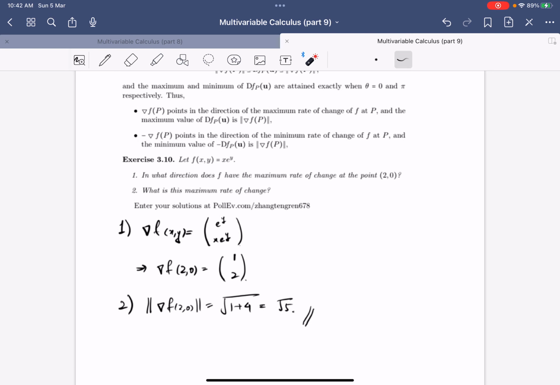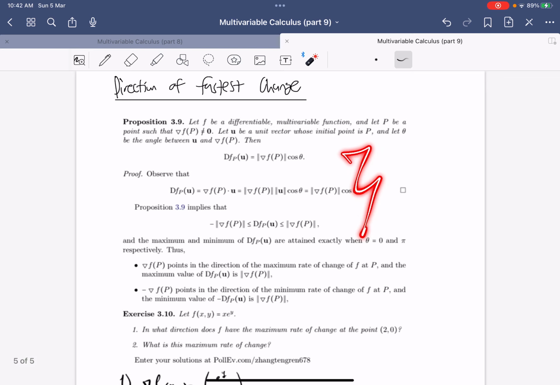And so when we do a question and they give us a function and ask what's the direction of maximum rate of change, we just need to find the gradient vector, and that is the direction where it has the maximum change at a single point. And this maximum rate of change will just be the magnitude of the gradient vector, from what we have stated over here.